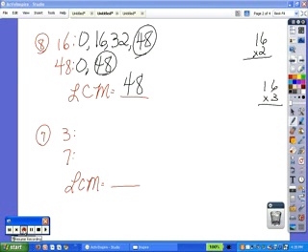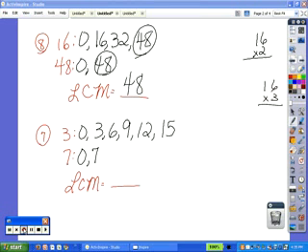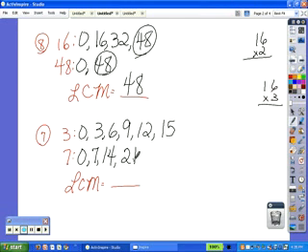Now for number 7, we list the multiples of 3 all the way out to 3 times 5. Then we start listing our multiples of 7. 7 is not a match for anything in our multiples of 3. 7 times 2 is 14, there's no match. Next is 21, there's no match.